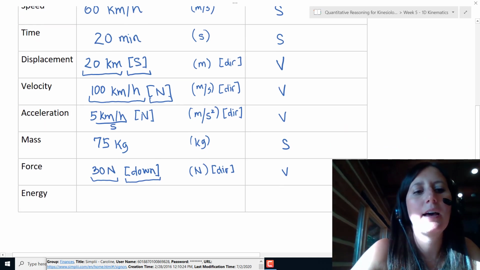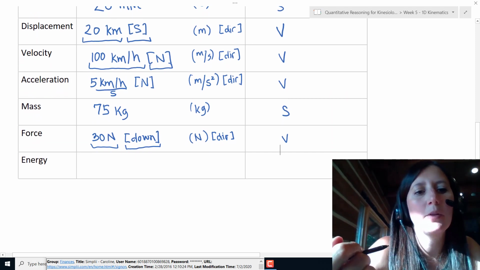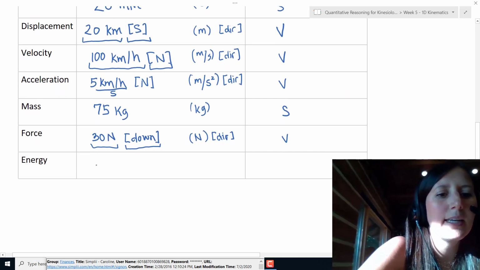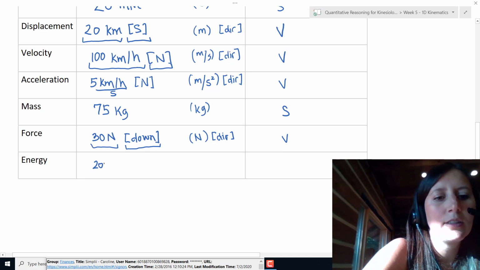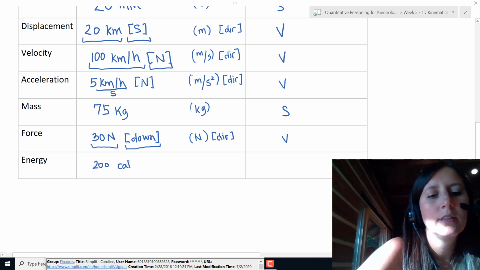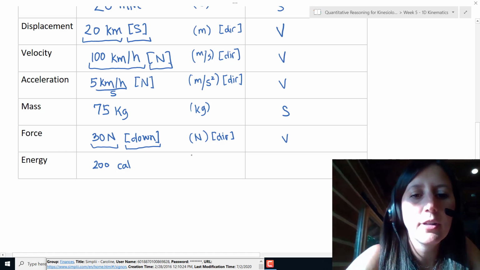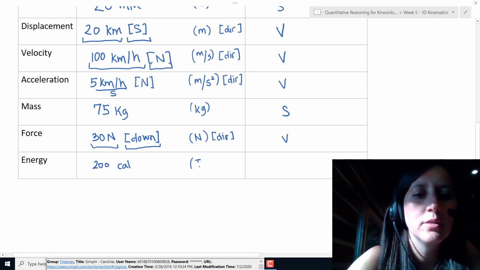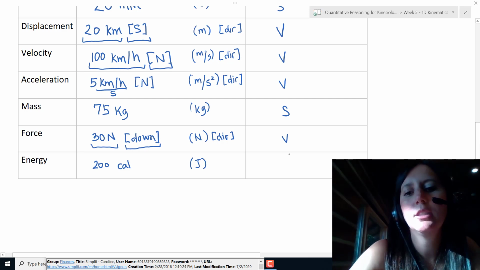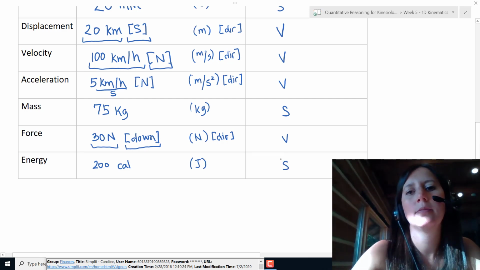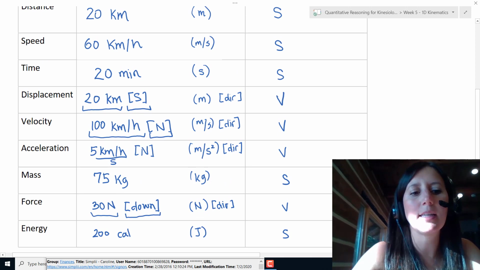All right, and then we have energy. So I had a bowl of cereal this morning. It was 200 calories of cereal and milk. That's energy. There's no direction to it. The SI unit for energy is the joule. No direction, so it is a scalar. All right, so I hope that all made sense.